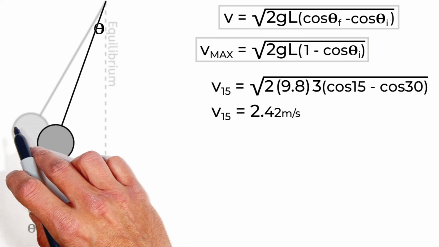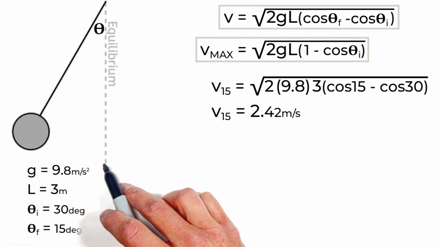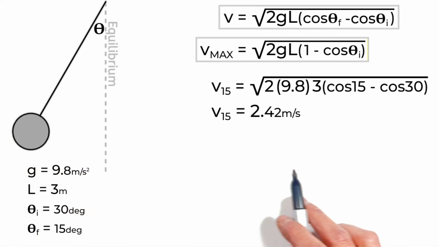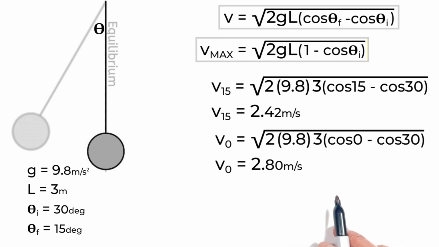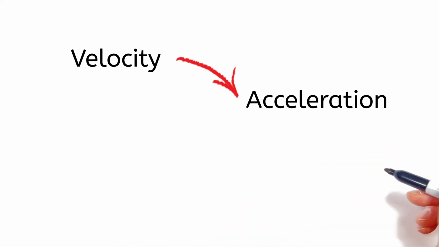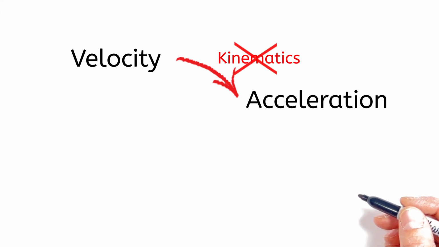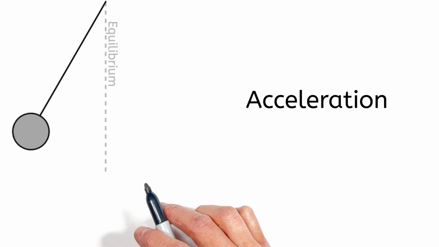Now, if we wanted to solve for the velocity of the pendulum, if it started here at an angle of 30 degrees and swung down to a position of vertical, plugging in those numbers, we'd find the pendulum was moving at a maximum velocity of 2.8 meters per second. Now, moving on to acceleration, this is where we have to be careful for a couple of reasons. First, as tempting as it may be, you can't make the jump from velocity to acceleration using the kinematic equations. The acceleration of our pendulum isn't constant here, so the kinematics won't work.